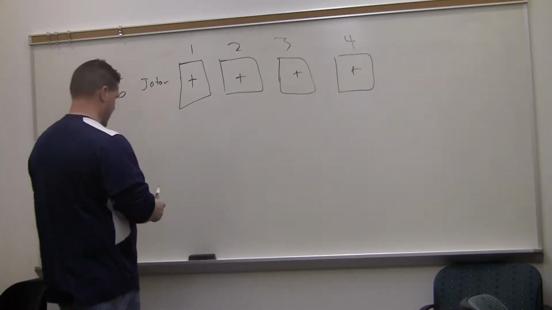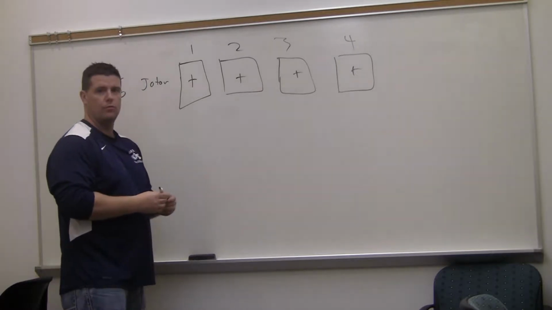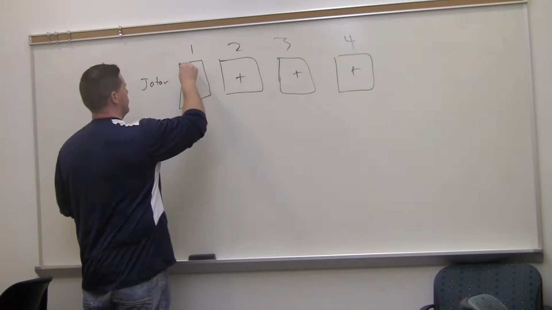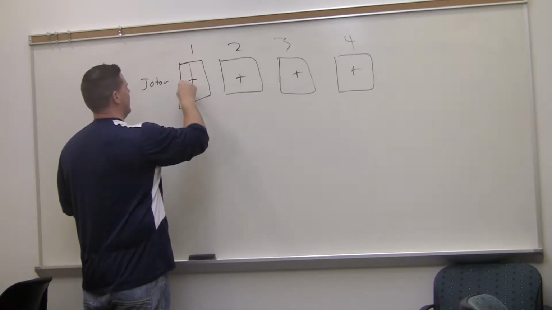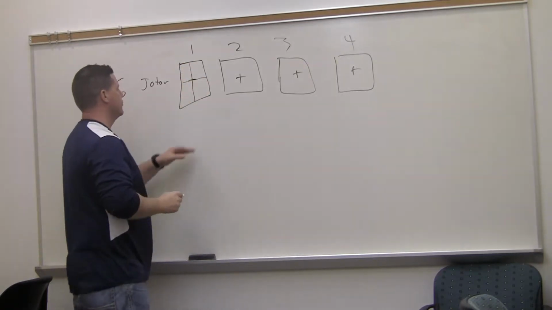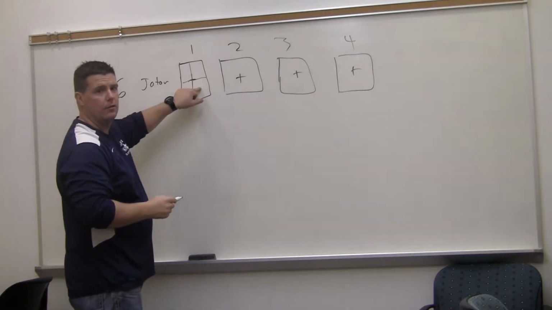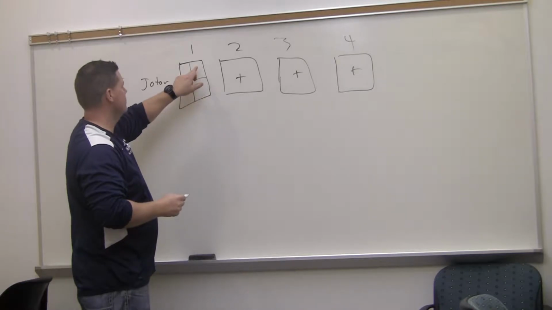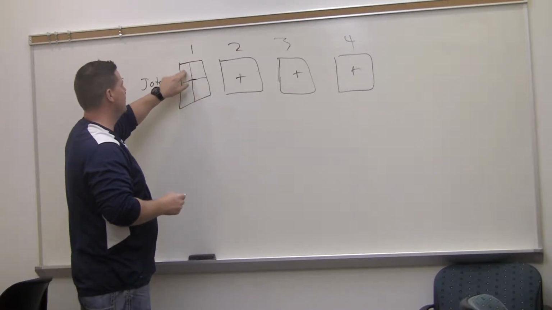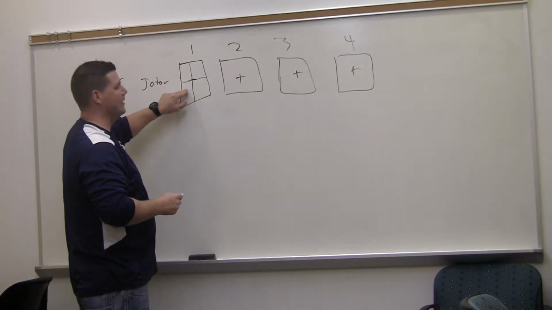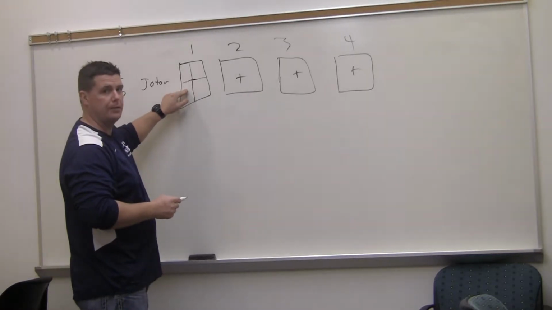So Jeter opened up the game. Let's say he opens up the game with a single, all right? So basically what you do is you make this plus sign into a big square. So now you got 4 squares here. The first square represents first base. Second square, up top to the right, is second base. Top left-hand box is third base. And the bottom left-hand box is home plate.